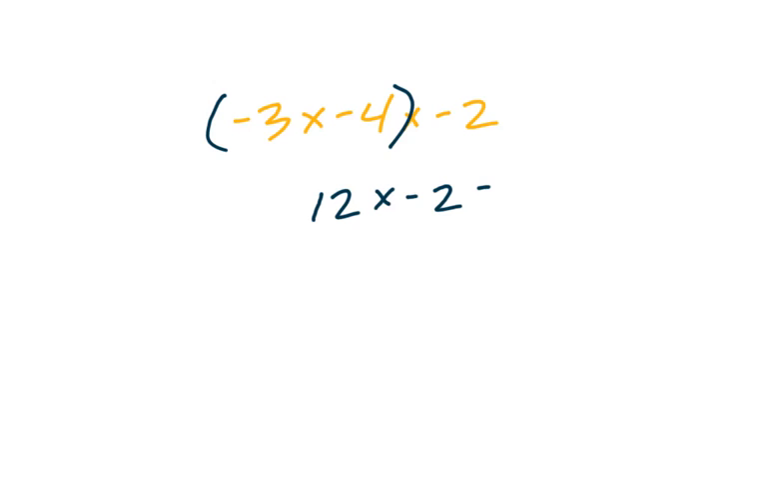Now what if we had negative 3 times negative 4 times negative 2? What would happen there? Well, here we have this first set. Negative 3 times negative 4 would give us a positive 12, right? But now we're multiplying by another negative. So our answer here is going to be a positive times a negative gives us a negative. If we have three negative numbers, we're going to wind up with a negative answer.